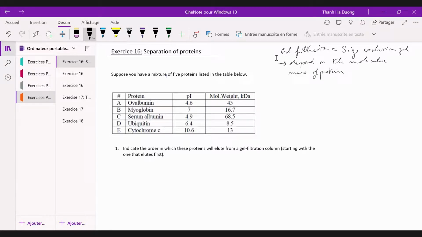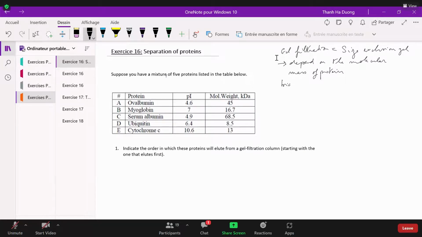So the bigger one first. Yes, the bigger protein will be eluted first. So it means C first, and after A, B, E, and D.